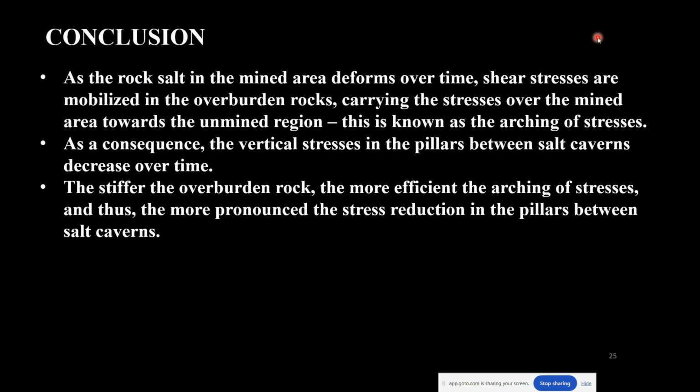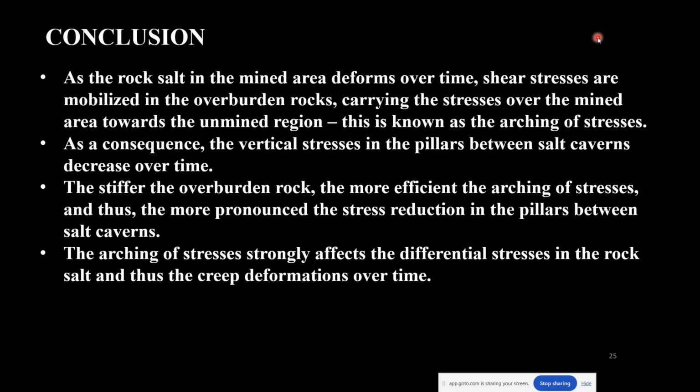And as the results show, the more competent the overburden rocks, the more efficient is the arching of stresses. So the stresses in the pillars between the salt caverns are more reduced. The reduction is more pronounced, and the stresses are redistributed to a much larger area.